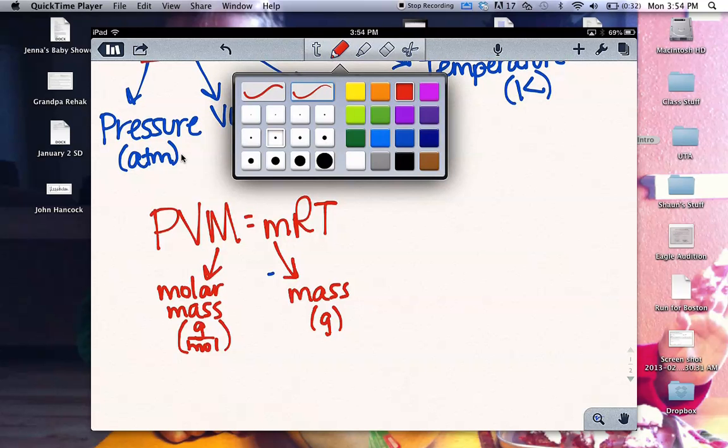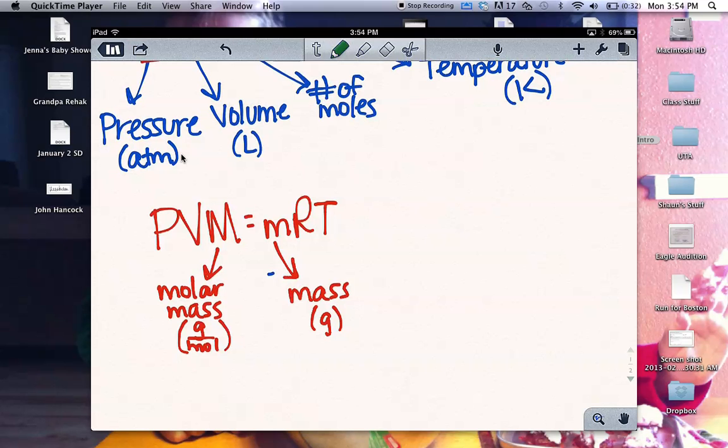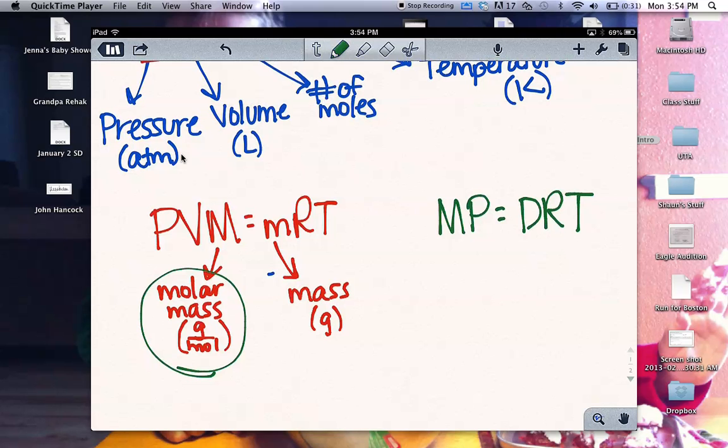And then the third version of this law is the one that you use if you're dealing with density. And this one I call MPdRT, where capital M is still the same molar mass that it was over here, and d is now density with the units of grams per liter.